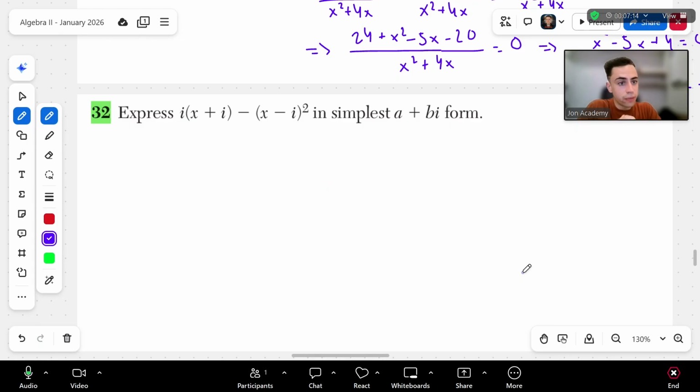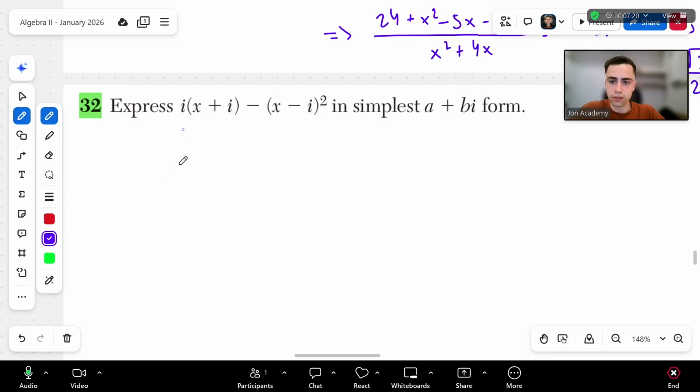Let's jump into number 32. This is with complex numbers, but it's fairly easy. We have to simplify this expression. So let's distribute this. i times x plus i squared minus, and here this is squared.